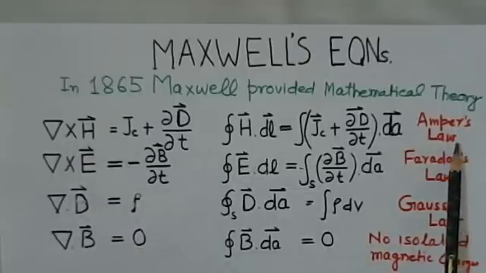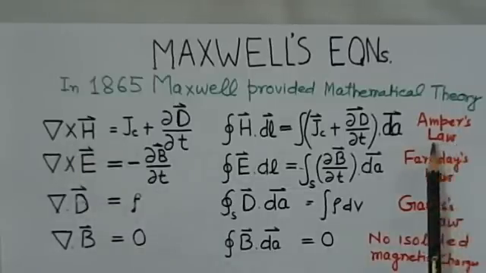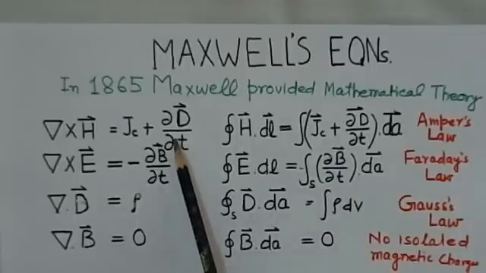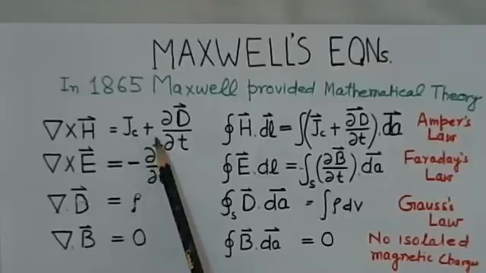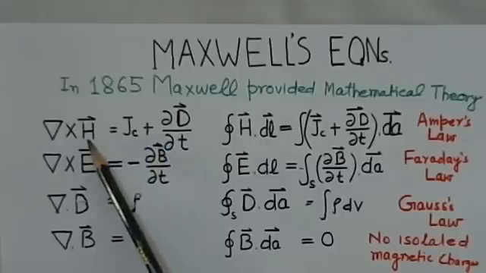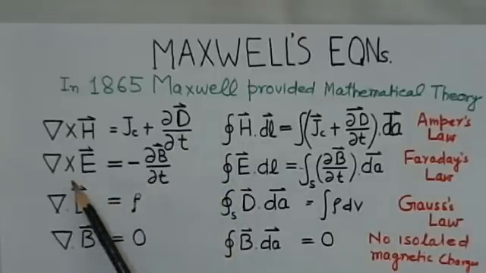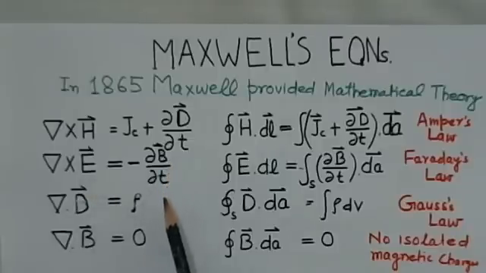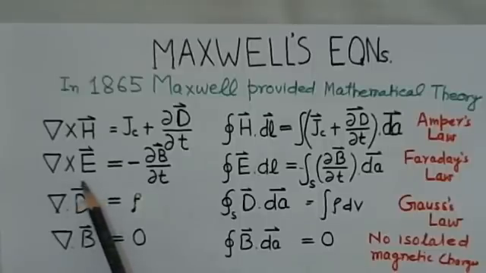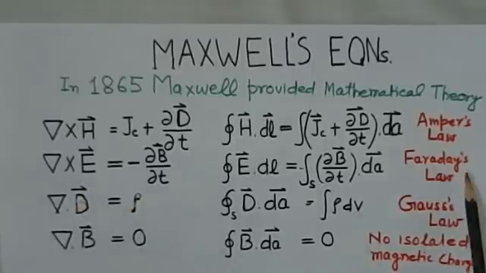That means how the changing electric field could have an effect on the magnetic field, or how the magnetic field is produced by the changing electric field. The second equation relates to the changing magnetic field and how this changing magnetic field could affect the electric field in the circuit, and that is basically Faraday's law.